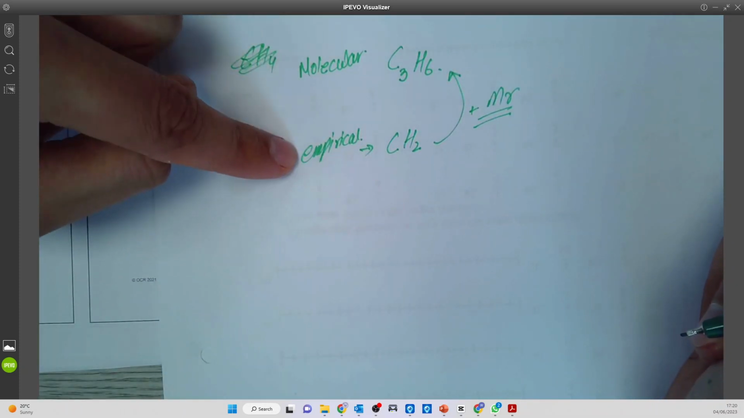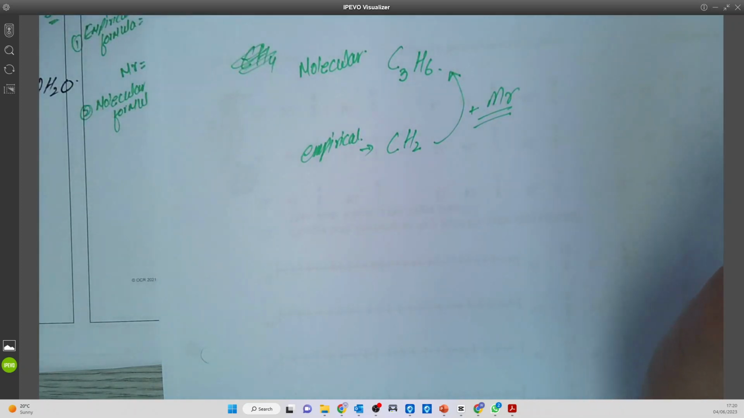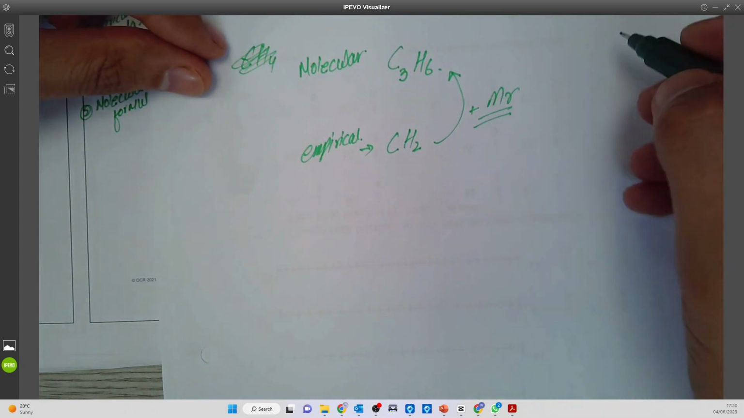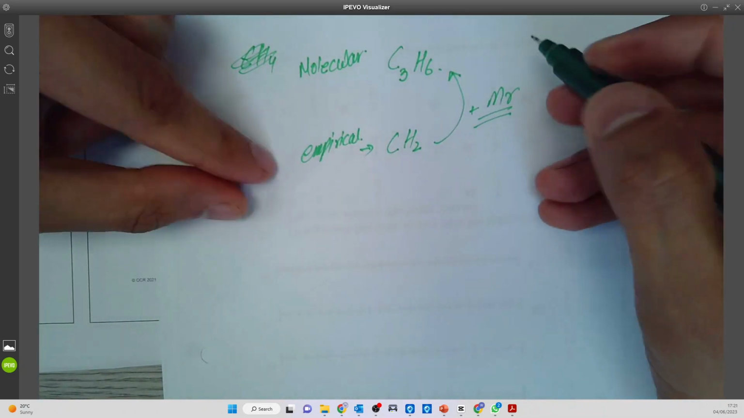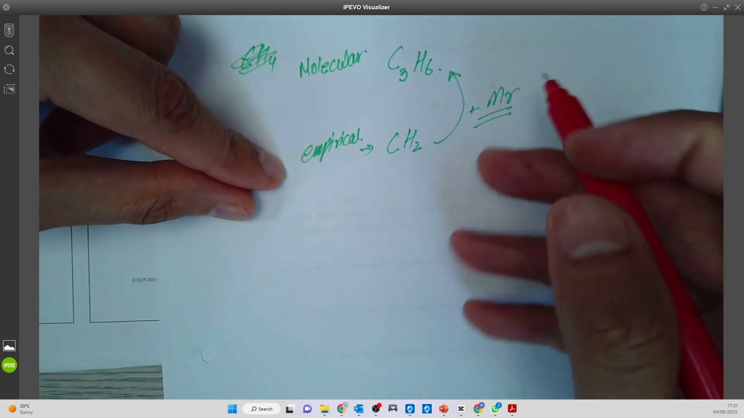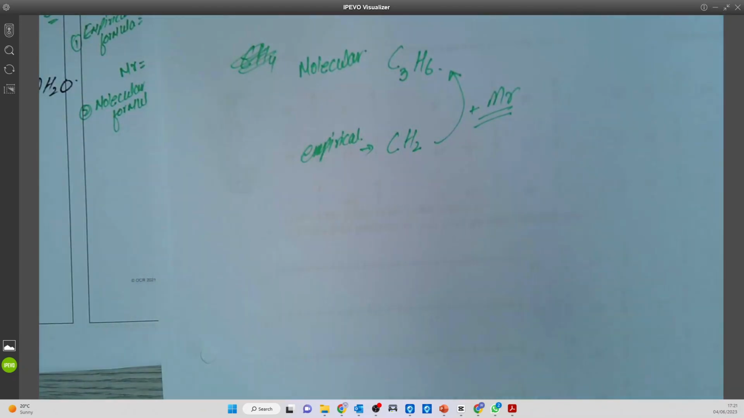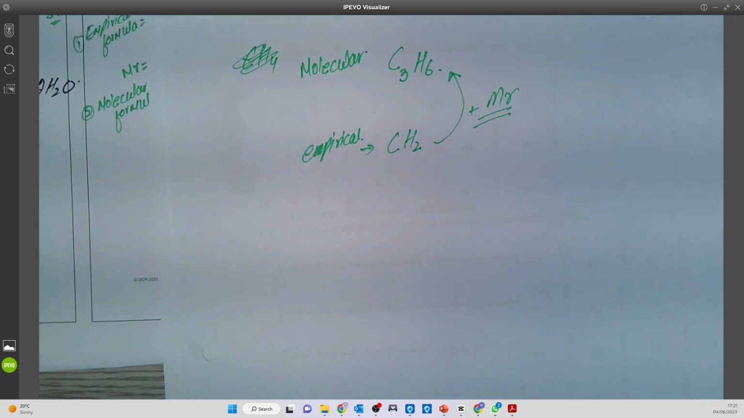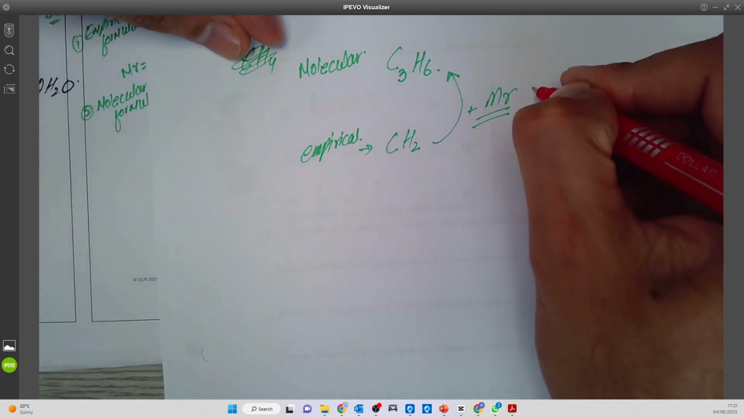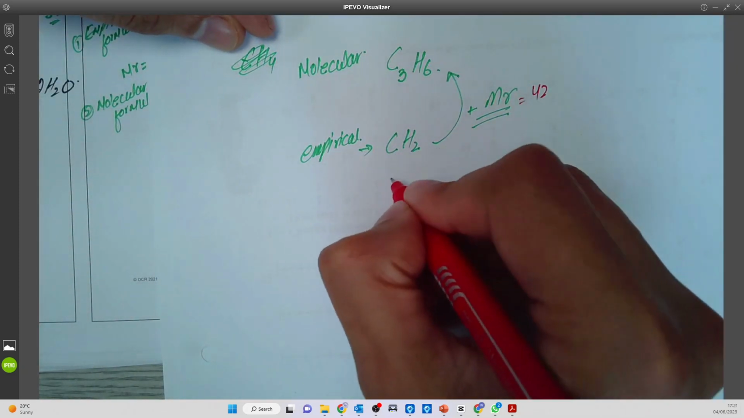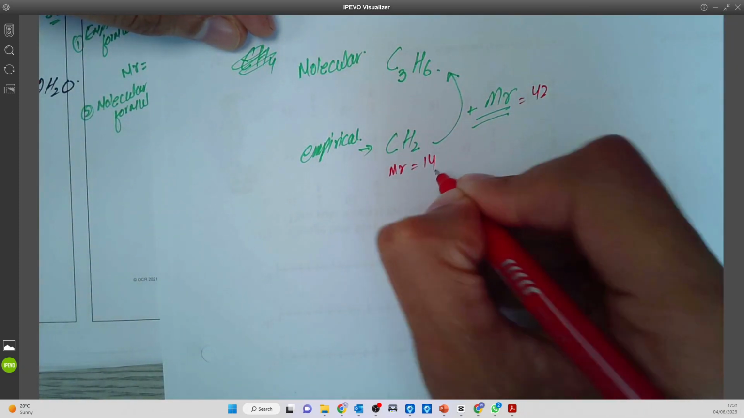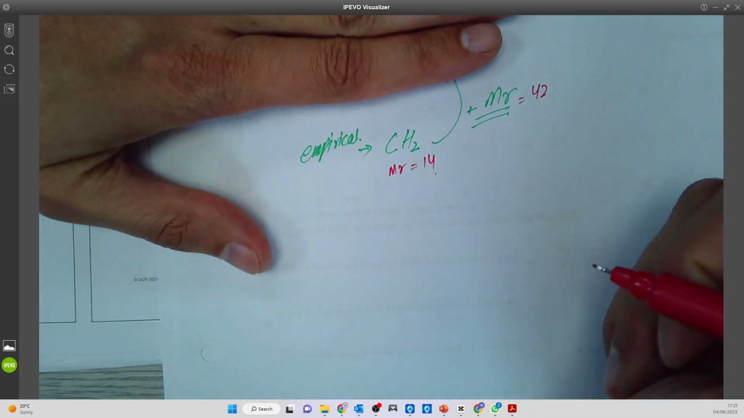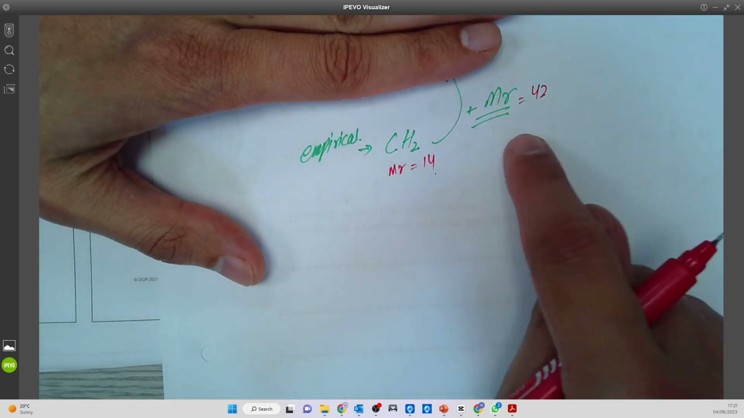So empirical formula and molecular formula will not always be the same. In this case, it has turned out to be the same, because when you divide the mass by MR, what do I do? The MR will be given to you. If I do 12 times 3, 36 plus 6, here they'll give you 42. This one has MR of 14. So this was not given to us. We worked out this from empirical formula, but we were given the MR.